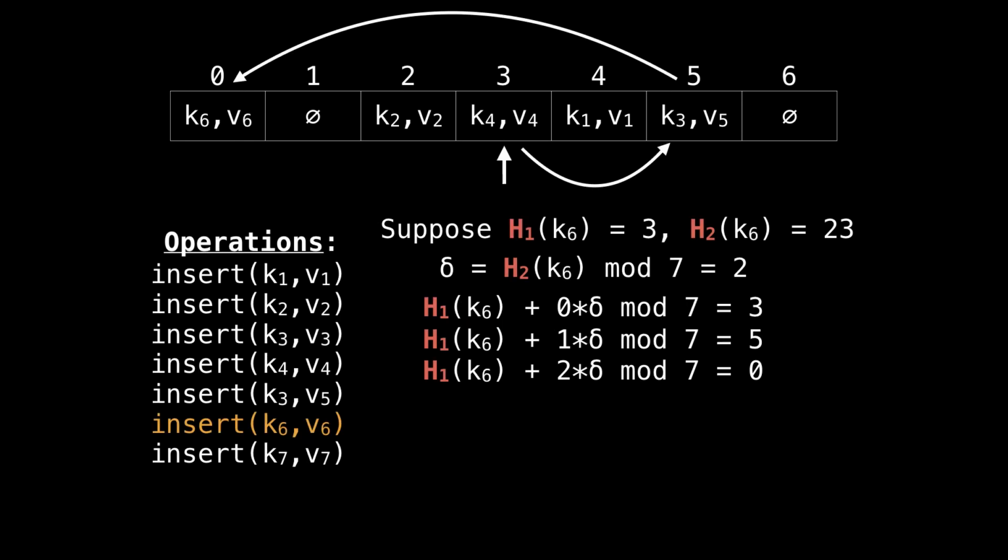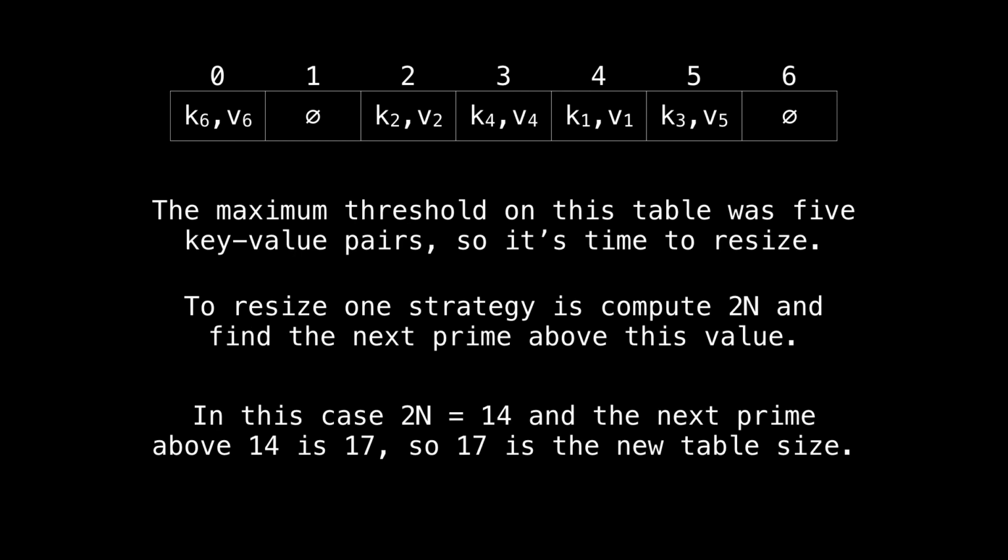So notice that we actually inserted 5 elements, so it's time to resize and grow the table because we've reached the maximum threshold. So one strategy when we're trying to resize the table with double hashing, because we need to keep our table size to be a prime number, is to double the table size and then find the next prime number above this value. So in our case, when we double, we get 14, and the next prime number above 14 is 17. So 17 is going to be the new table size.